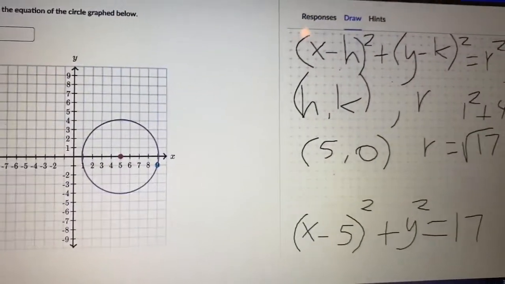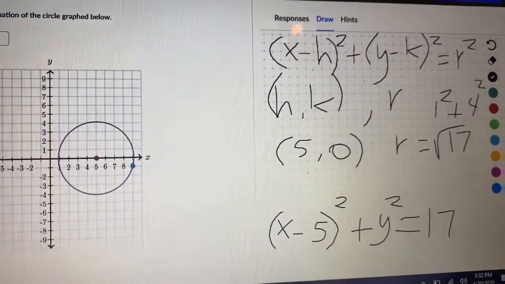Okay, so I'll go back, let you look at that for just a second longer. And I'm going to clear out and do a few more of these.